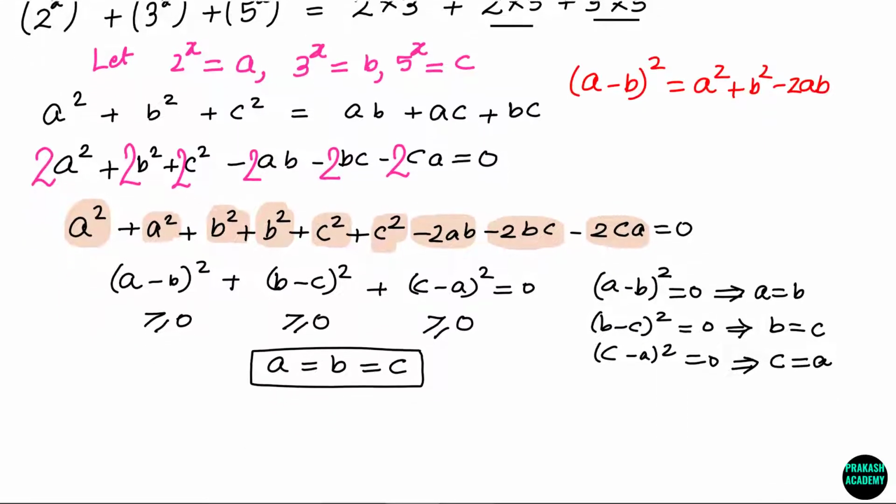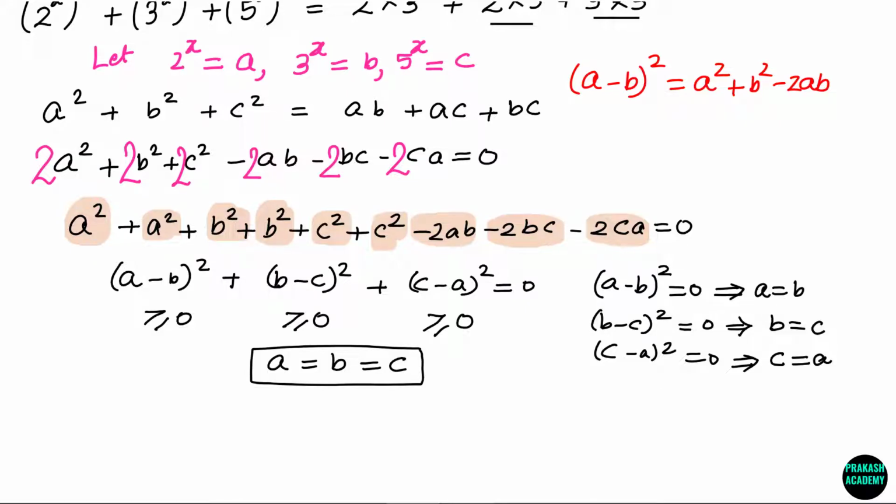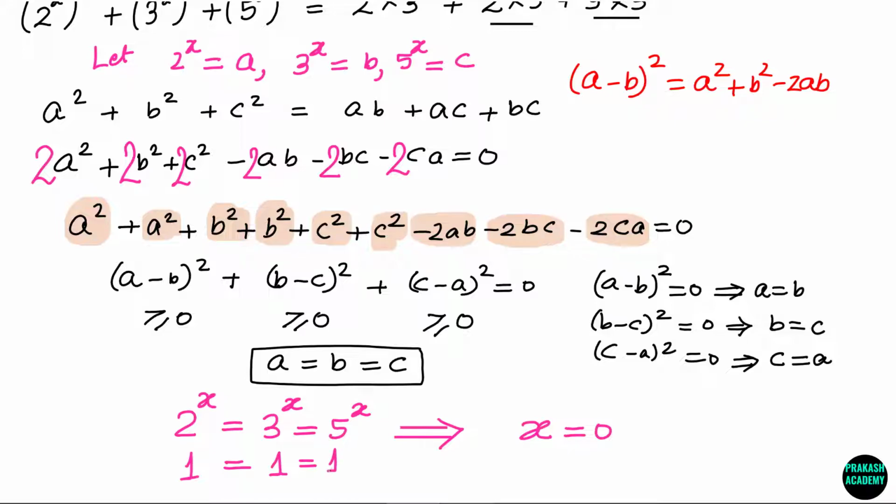Now if you see the values of a, b, c, a is basically this term 2 raised to the power x, b is 3 raised to the power x. So this means now I can say 2 raised to the power x is equal to 3 raised to the power x is equal to 5 raised to the power x. And this is possible only when x is equal to 0, because in that case 2 raised to the power 0 is 1, 3 raised to the power 0 is 1, and 5 raised to the power 0 is 1. So x is equal to 0 is the only solution for this equation. So this is the solution.